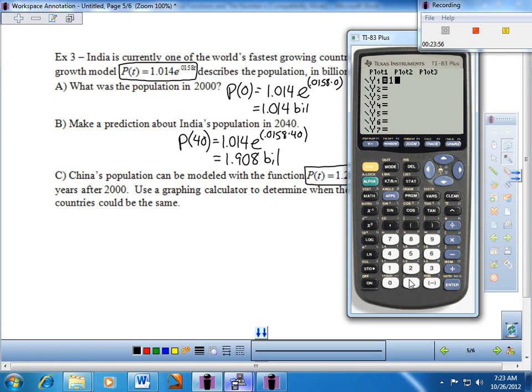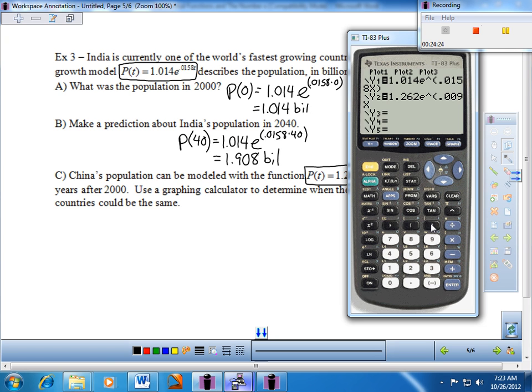So I'm going to go on back in 1.014 times e raised to the 0.0158x. So everyone, please type that in if you would. And then let's go ahead and type in the population of China as well into the next one. And I think I saw it as 1.262. And then same deal, everyone, times e raised to the 0.009x. And so take a look at those two right there.